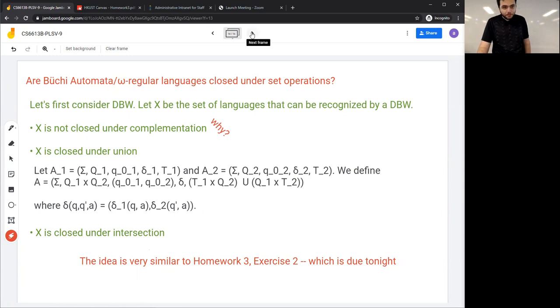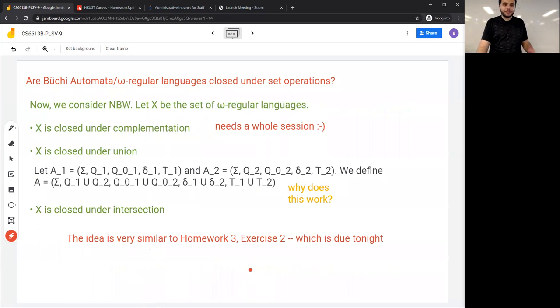Now let's go to the nicer case, the case with non-deterministic Büchi automata. Again, let X be the set of omega-regular languages, which are the languages that can be accepted by a non-deterministic Büchi automaton. X is actually closed under complementation, but this needs a whole session, and I will probably spend a whole session proving this to you. But let's see the other two cases. The closure under intersection is again the homework that you have to do tonight, so I'm not going to go through that. But it's also closed under union, and the closure under union in this case is much easier.